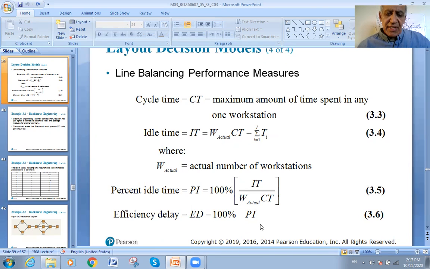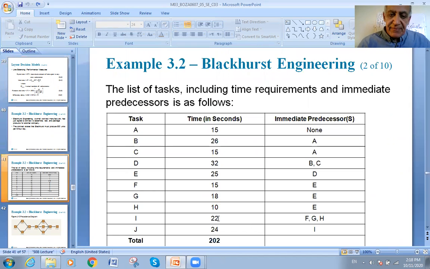Efficiency delay is 100% minus P1, which is the percent idle time. So ED, the efficiency delay, equals 100% minus what we get from this equation. Like if I tell you, as an example, that the probability that you go is 30%, then what is the probability that you don't go to this place? It is 100% minus 30%, then it equals 70%. Let's see an example about this.